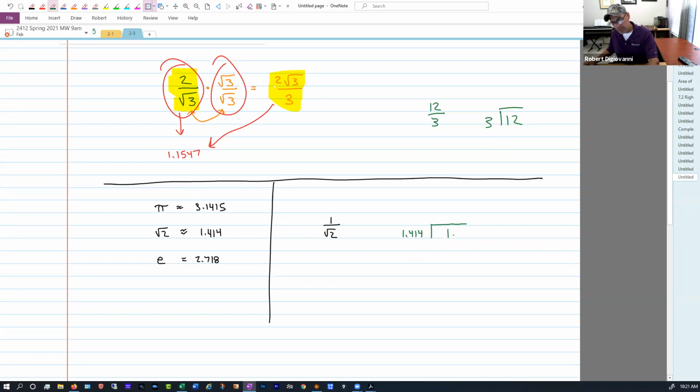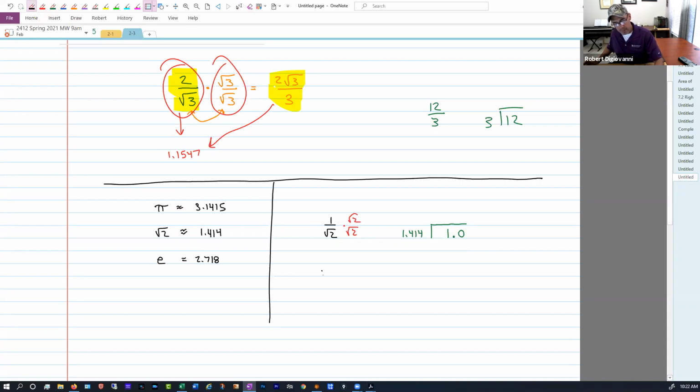And it doesn't go into 1, so you'll have to add a decimal and a 0. And now you ask yourself, how many times does 1.414 go into 10? You can't use a calculator, right? That seems a little bit troublesome, yeah? Okay, so instead of doing that, let's rationalize it. Let's multiply by √2/√2. And let's see what happens.